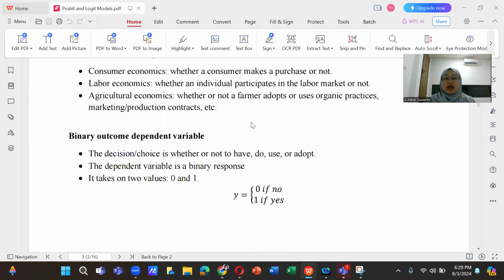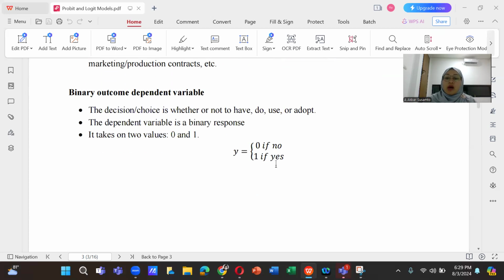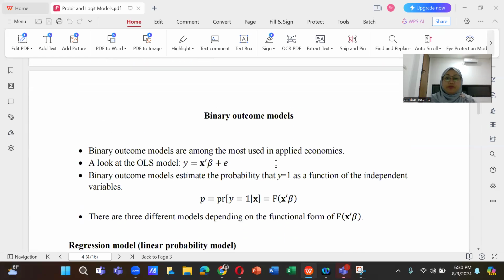Here are the binary outcome dependent variables. The decision or choice is whether or not to have, do, use, or adopt. The dependent variable is a binary response. It takes on two values, 0 and 1. For example, y is 0 if you choose no, or 1 if yes.